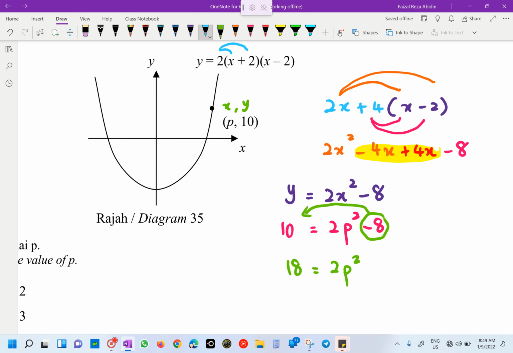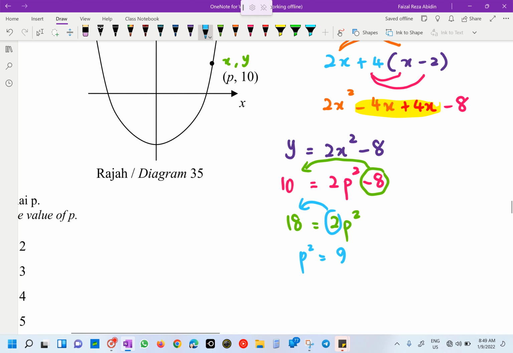So what happened next? You are going to bring 2 to the left side. You are going to divide. You are going to get p square equals 9. So what happened next? You are going to get the square root. Bring to the right side. You are going to get the square root of 9 equals 3. That's it.